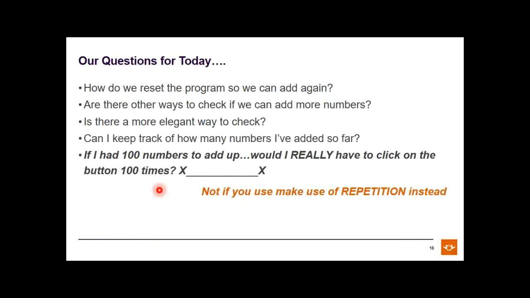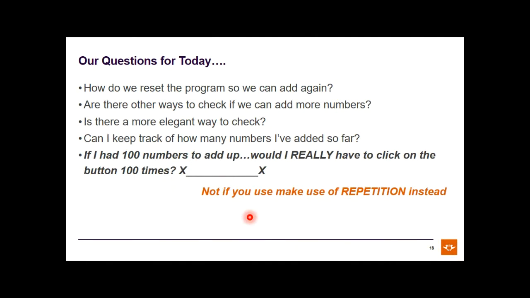Now next time, which is Wednesday, our questions for today, what we answer is how do we reset the program so we can add again by initializing the sum to 0 in the first button. Second thing is, are there any other ways to check if we can add more numbers? We know this already. Is there a more elegant way to check? Yes. We can use a counter, and then can we keep track of how many numbers I've added so far? You use the counter to keep track.